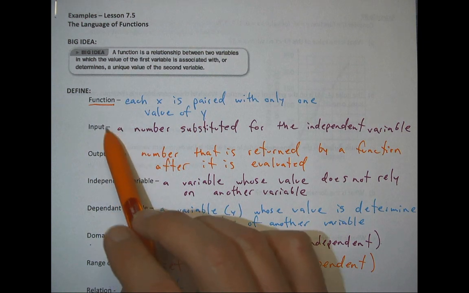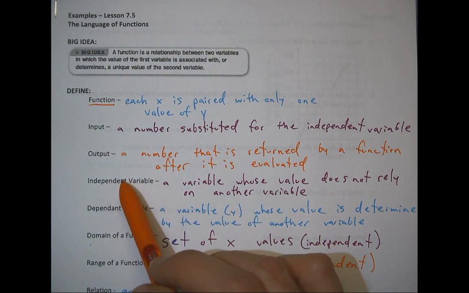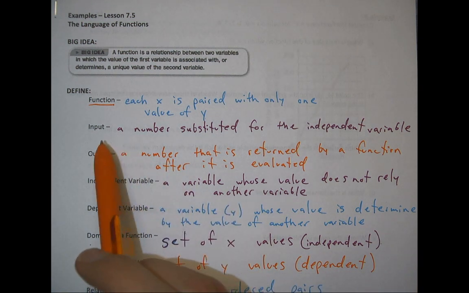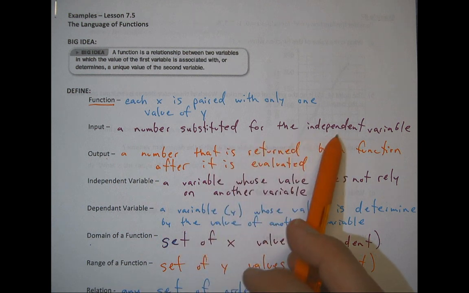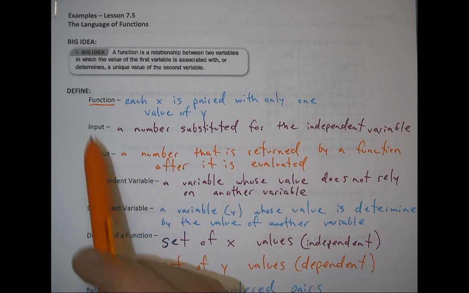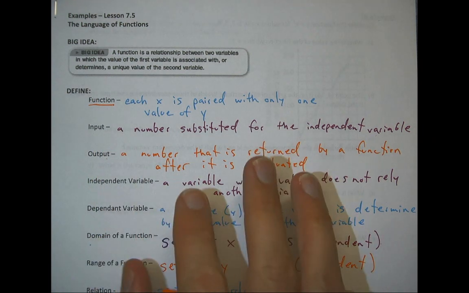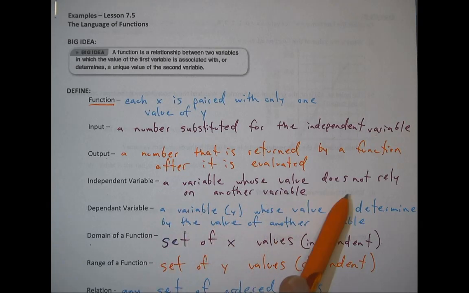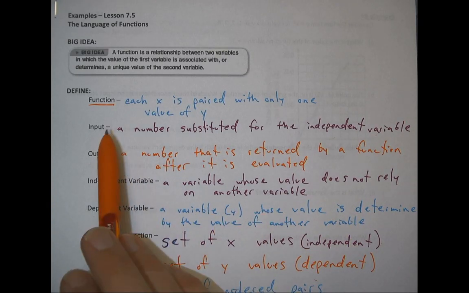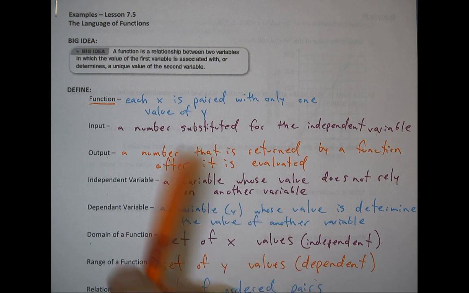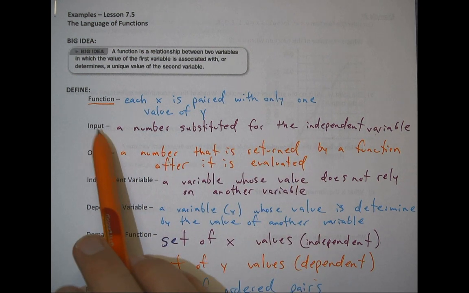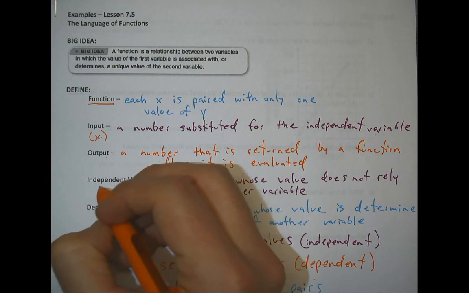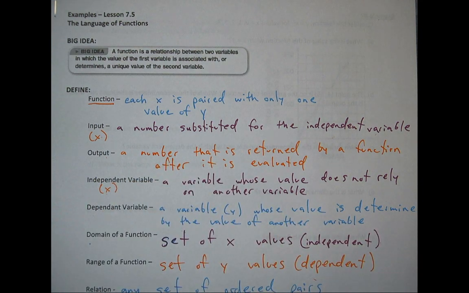Now we're going to talk a lot about input and output, which are similar to your independent and dependent variables. So we want to make sure we understand that vocabulary. An input is a number that's substituted for the independent variable. We don't know what that is yet, but if you just look at the word, you're inputting a number. Since that's the independent variable, it's a variable whose value does not rely on another, meaning that one is the free variable. Any number can be put in, and you're going to substitute it in. You're putting it in, and that's traditionally your x. So your independent variable is usually your x.